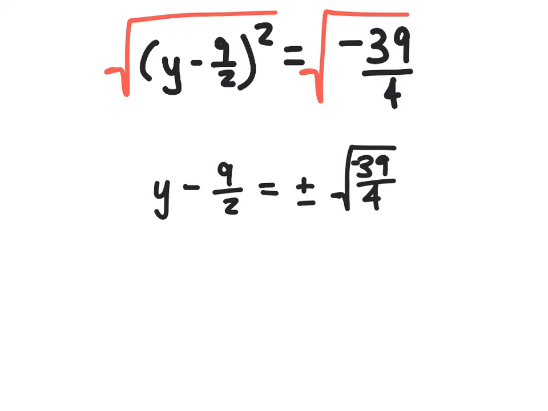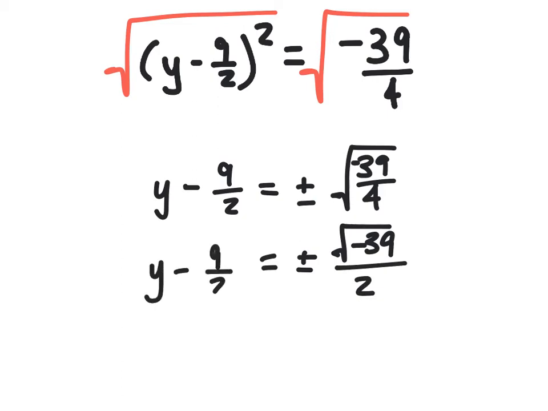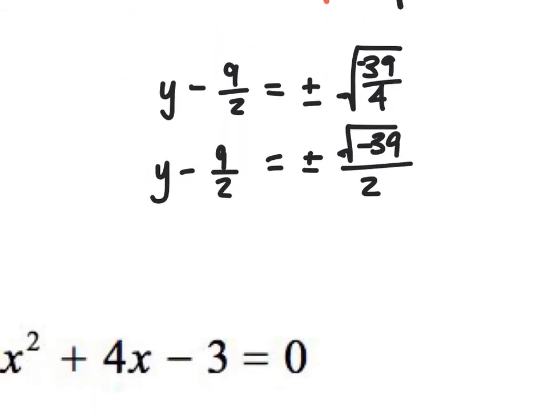Now, when I take the square root on the right side, I can't take the square root of my numerator, but I can take the square root of my denominator. So I get the square root of -39/2, and that's equal to y minus 9/2. Now, because I'm dealing with a negative square root, I want to turn this into an imaginary number.